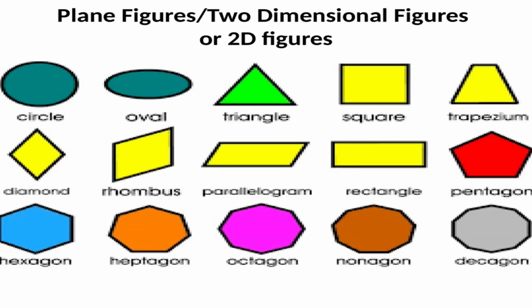And these are examples of some two-dimensional figures. We have already seen this type of figure in previous classes or in your surroundings. Given here are circle, oval, triangle, square, trapezium, diamond, rhombus, parallelogram, rectangle, pentagon, hexagon, heptagon, octagon, nonagon, decagon. These all are examples of plane figures, and there are more figures also. Next.